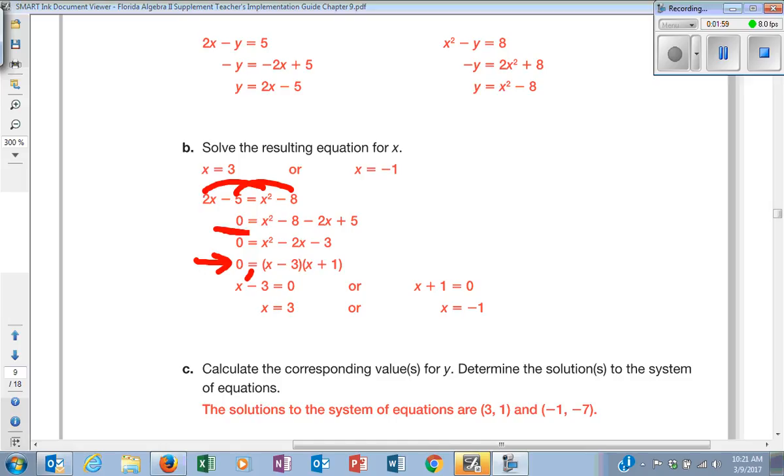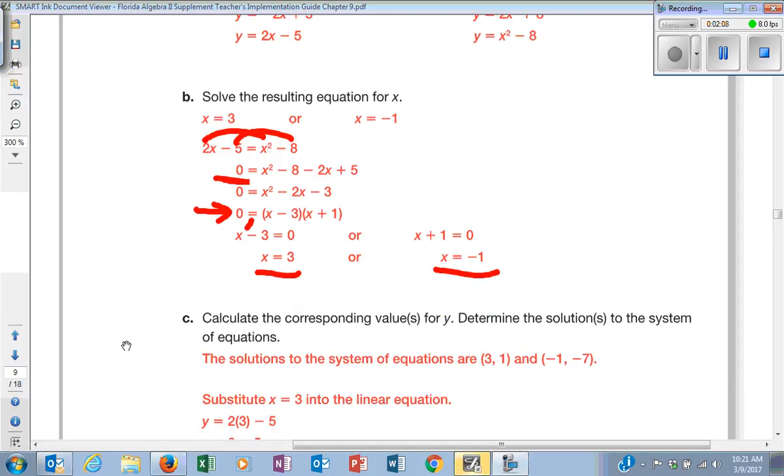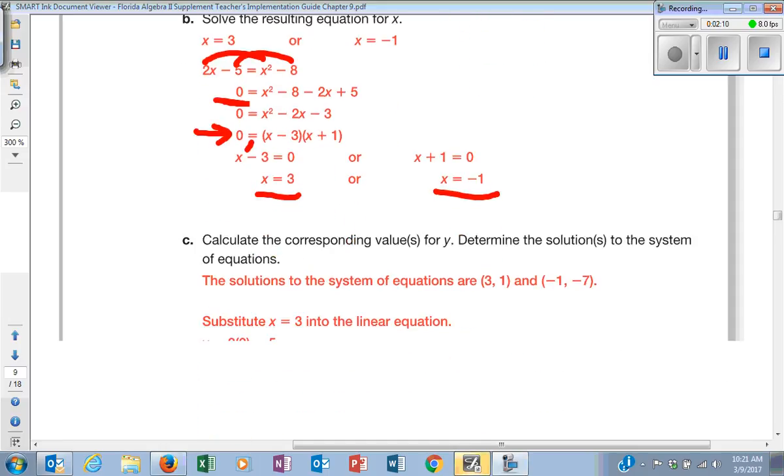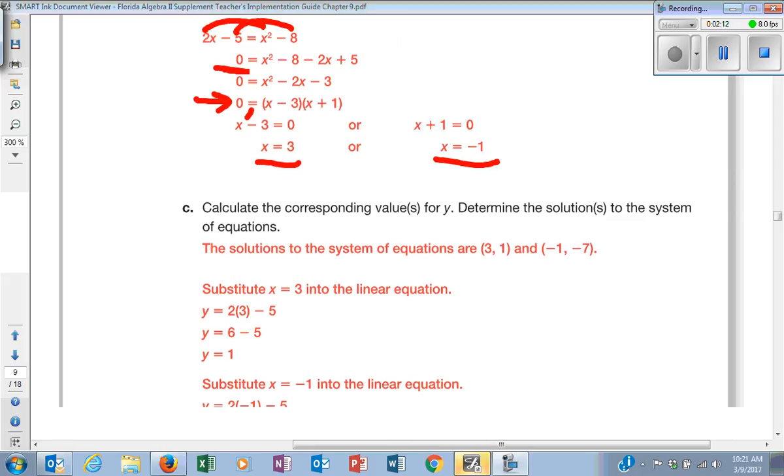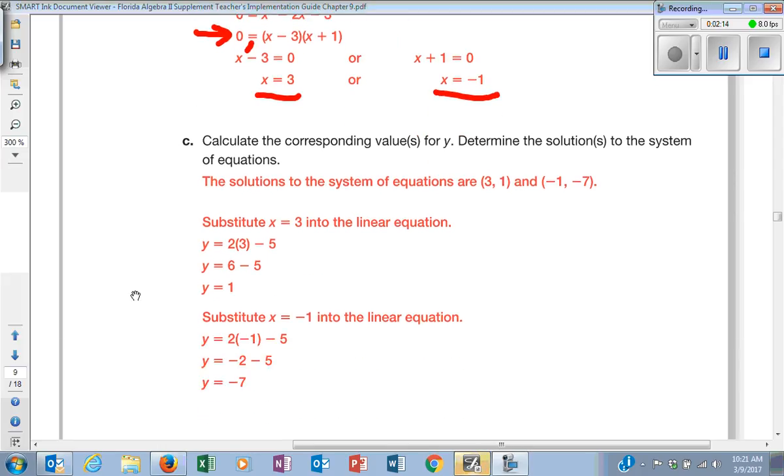Alright, so then when we solve, we break it apart, we can see that x can be 3 or negative 1. And then go ahead and you take both of those, they say calculate the corresponding values for y. That means that you're going to take the x and replace it.